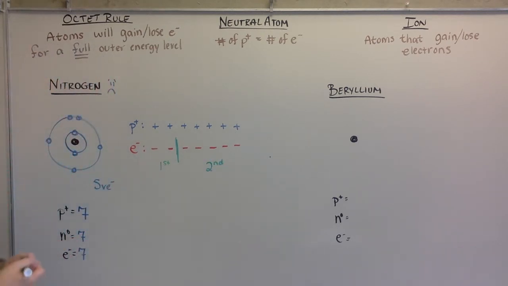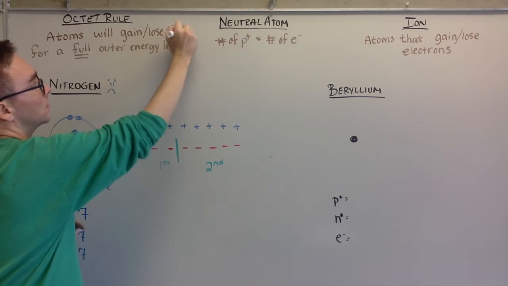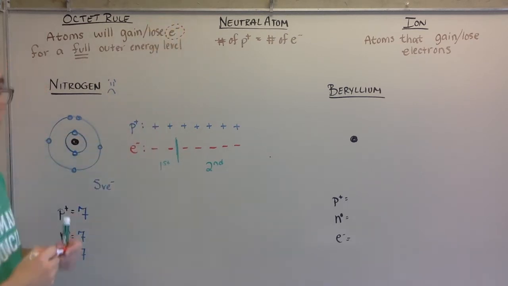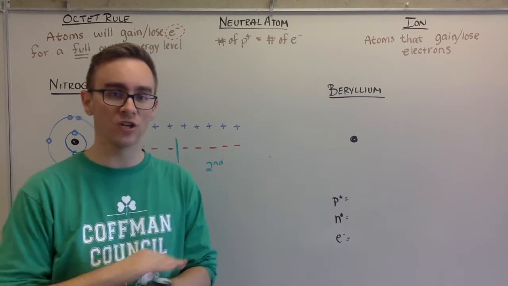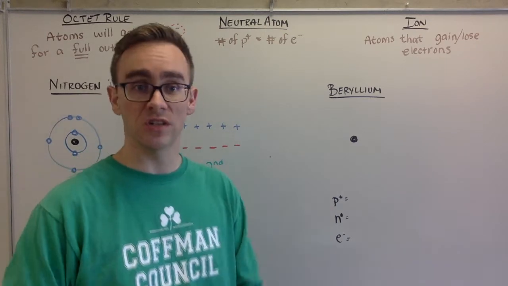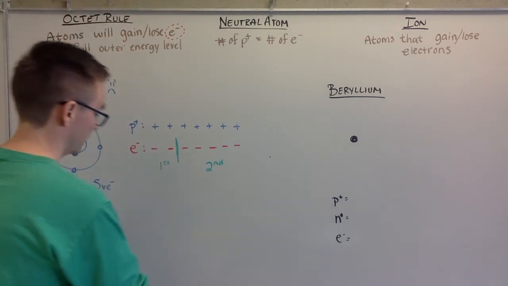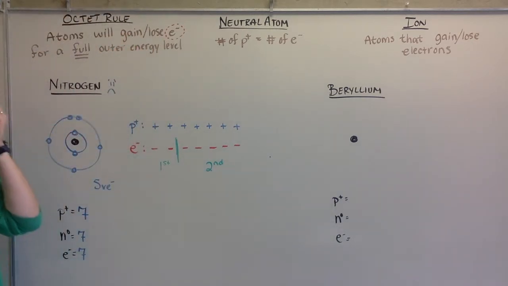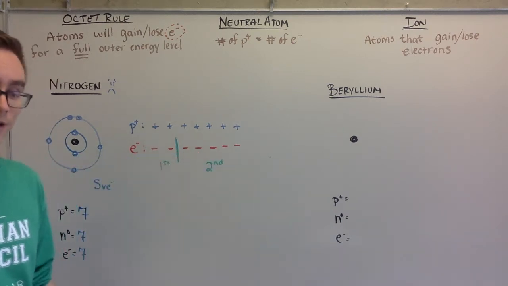Now notice here, we are only talking about electrons. Octet Rule says they will gain or lose electrons for a full outer energy level. I do not want to change the number of protons. Do not want to change the number of protons. That changes the element. I don't want to do that. I just want to change the number of electrons on the outside. All right. So this atom is unhappy because he only has 5 valence electrons when he really wants more, or he wants to have a full outer energy level.